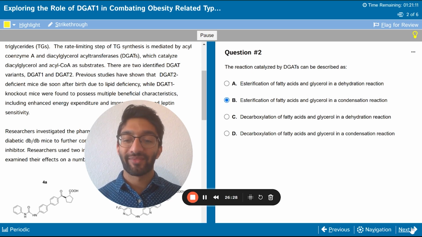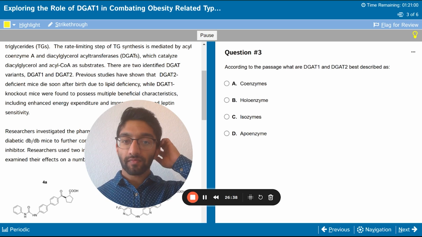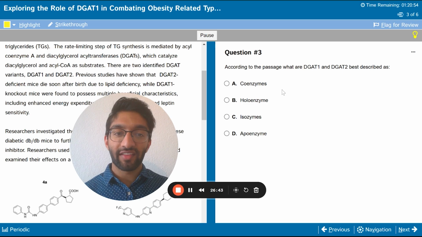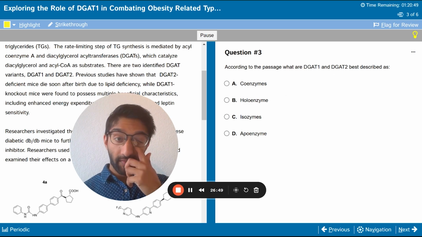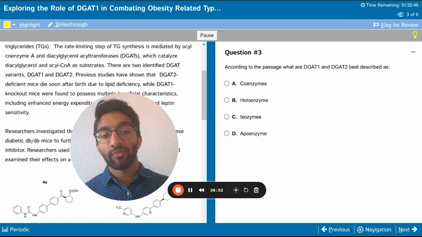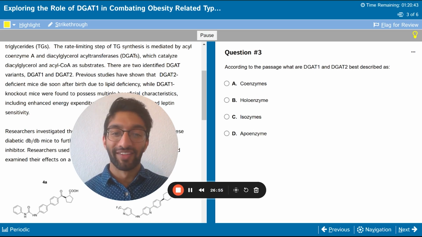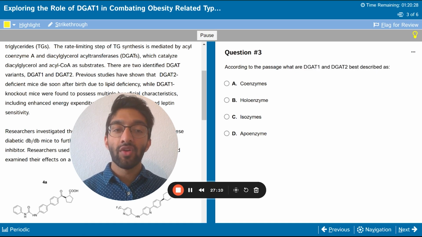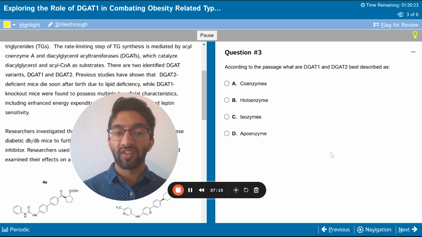Okay, so let's move on to the next question. This question is once again content-based. It's asking us about DGAT1 and DGAT2, these two enzymes that we saw in the passage. Are they coenzymes, holoenzymes, isozymes, or apoenzymes? So here it really pays to know the differences between these different terms, and then pick the one that best fits the context of the passage, and more specifically of the question. What is the question really asking you here? And notice that they mention both DGAT1 and DGAT2. That's really key, because when we look through these answer choices, right?